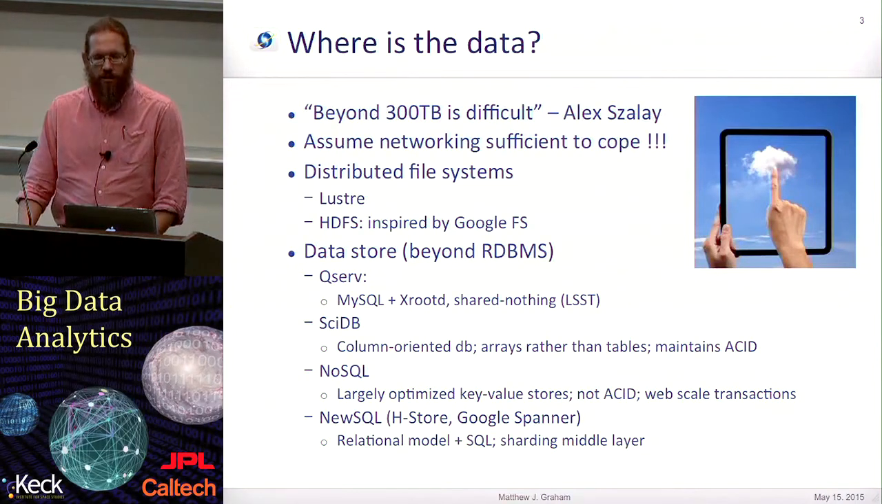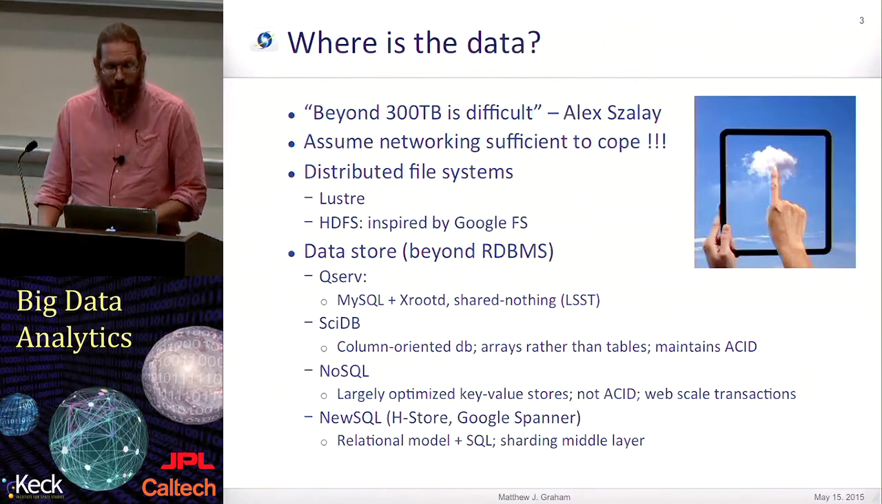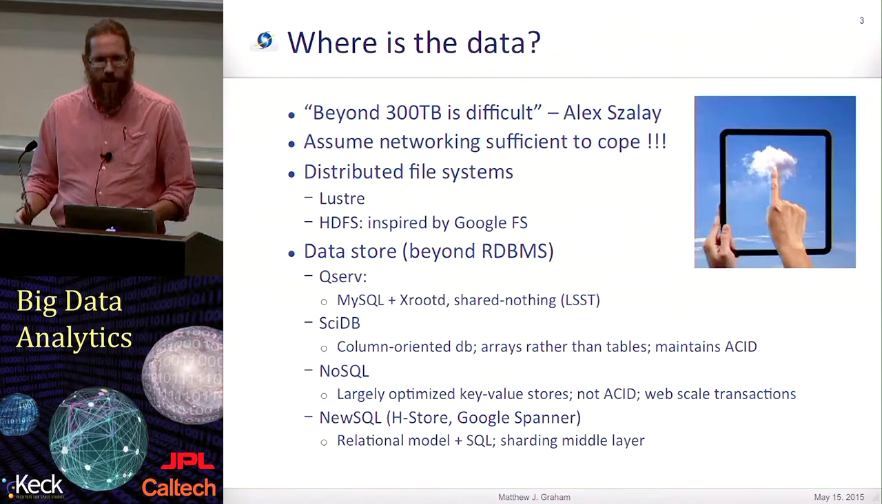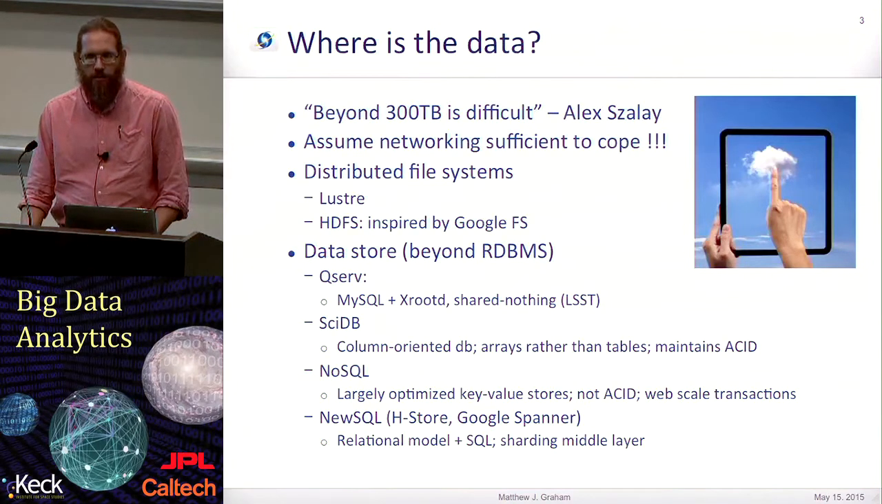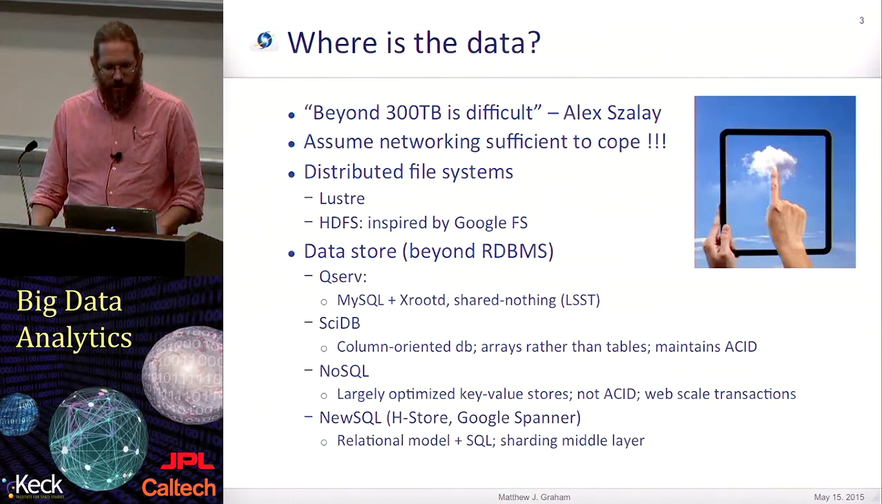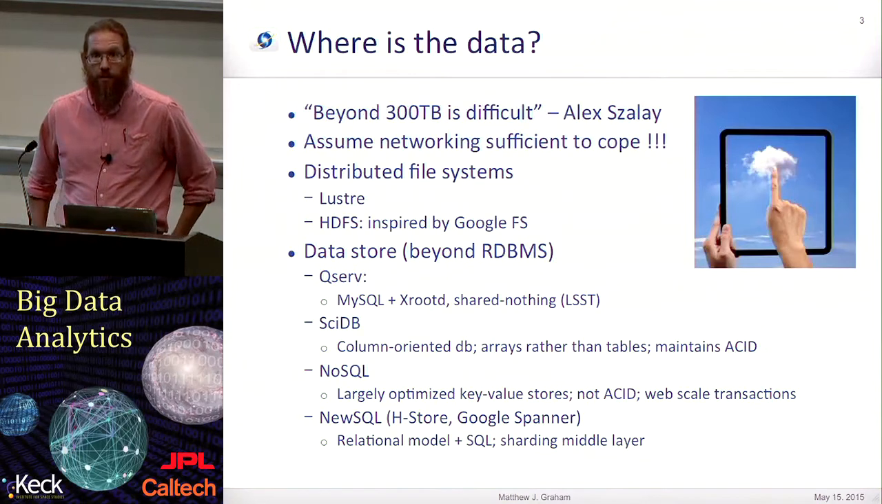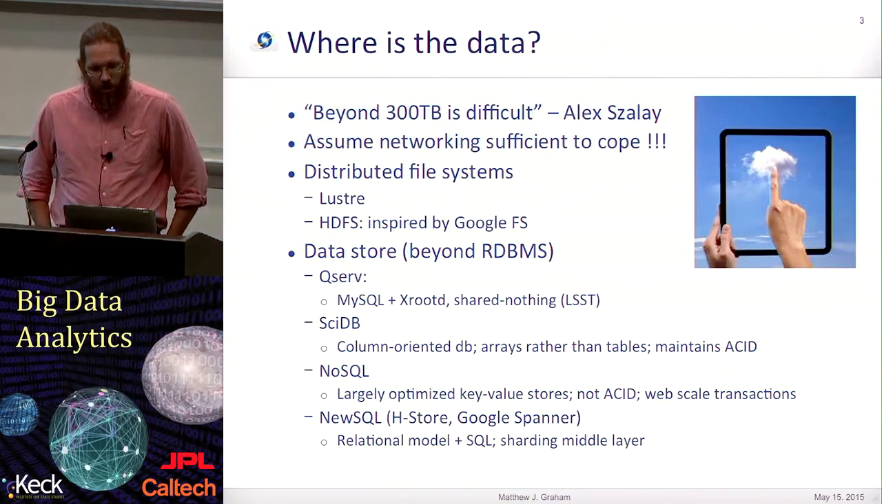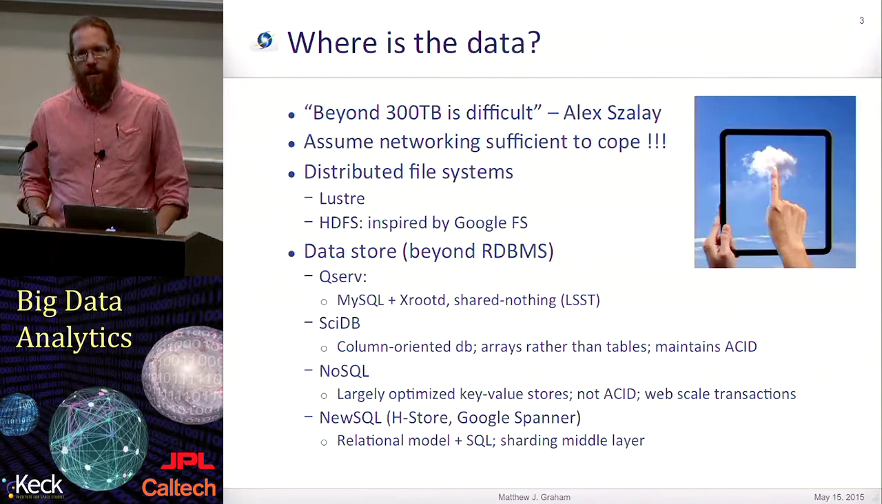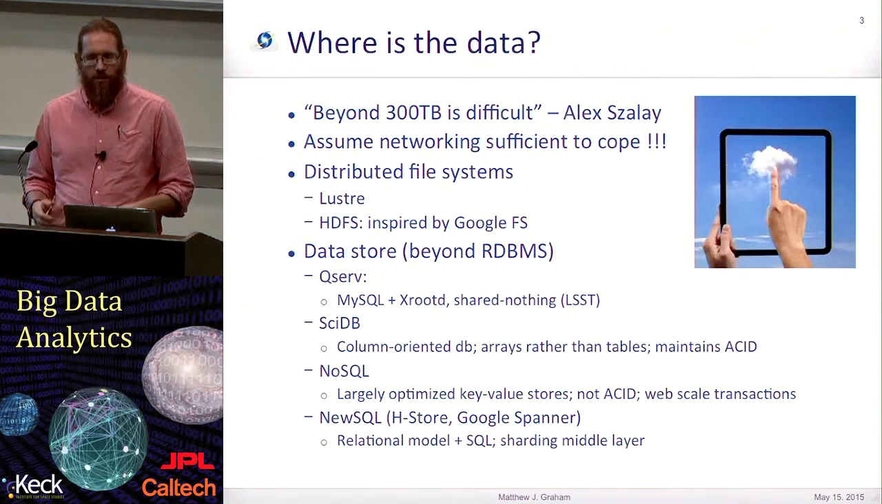There's always an assumption that the networking is sufficient to cope with the sort of data access that you want to do. But what happens if you're not working with a database and you just have your files in some sort of distributed file system? Well, there are a number of technology solutions that you may want to consider. Distributed file systems like Lustre, or HDFS, which is inspired by the Google file system for distributed data. Alternatively, you may want to not work with flat file systems, but work with something where your data is in some sort of structured store.